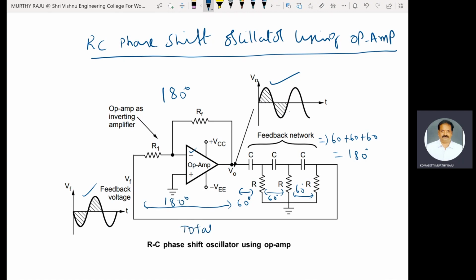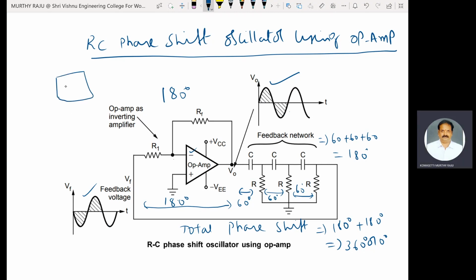Therefore, total phase shift introduced by the closed loop is equal to 180 degrees due to inverting mode Opamp, and another 180 degrees, as three identical RC sections are cascaded. Total phase shift is equal to 360 degrees or 0 degrees around the loop. Output of the Opamp is given to the input of the feedback network. Output of the feedback network is given to the input of the operational amplifier.